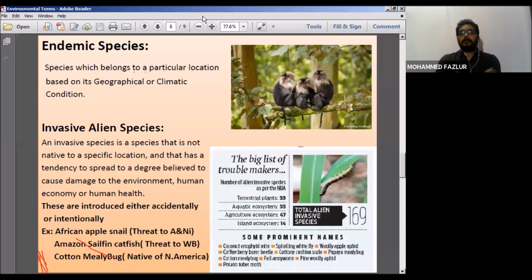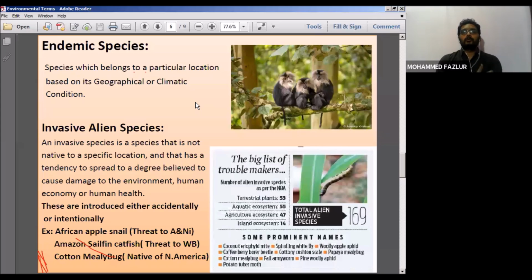Now I'll take one more example, the lion tail macaque, the species which has been clearly shown in the picture here. Lion tail macaque is endemic to the Western Ghats. The Western Ghats have climatic conditions and geographical locations which are very suitable to this lion tail macaque, so in India we get to see this lion tail macaque only in the Western Ghats. Why? Because it needs those particular geographical or climatic conditions.